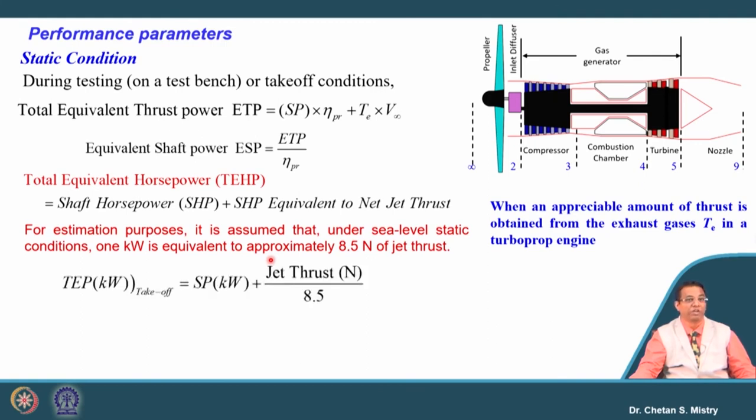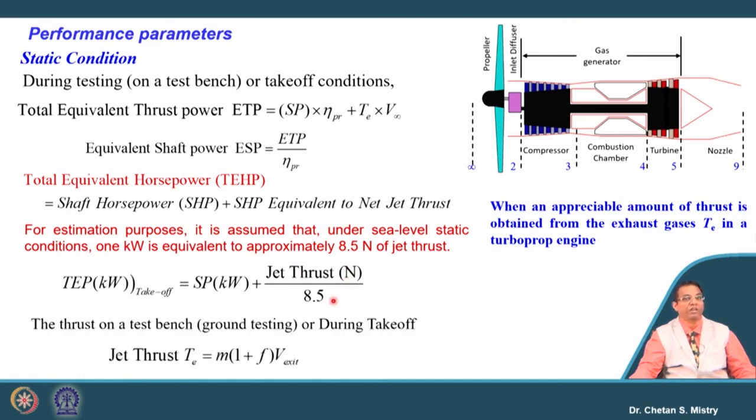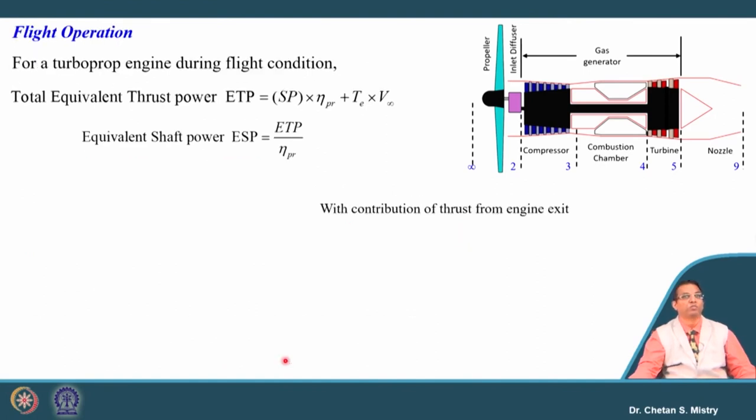So let me put this equation. The thrust equivalent power for the takeoff is given by shaft power in kilowatt plus jet power in newton divided by 8.5. And in this case, jet thrust we can calculate, as we have discussed, in terms of m dot into (1 plus f) V exit. Okay, now let's move towards the next terminology.